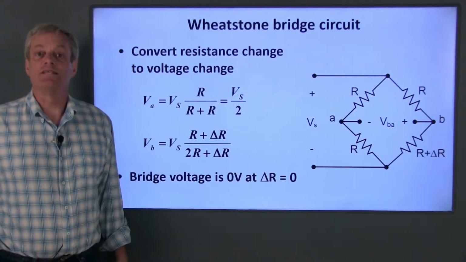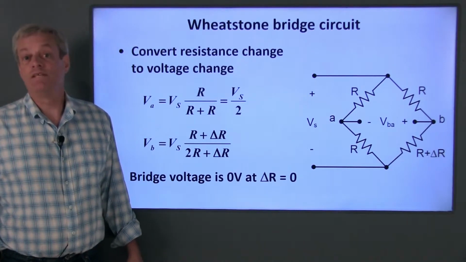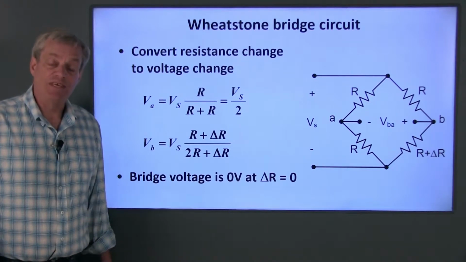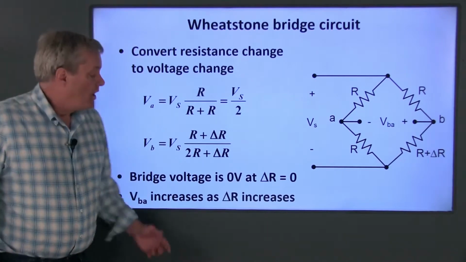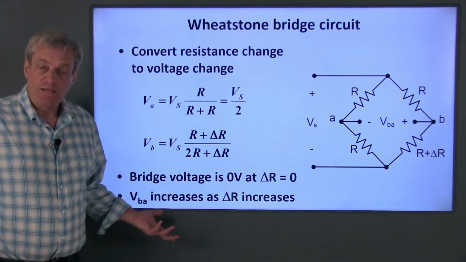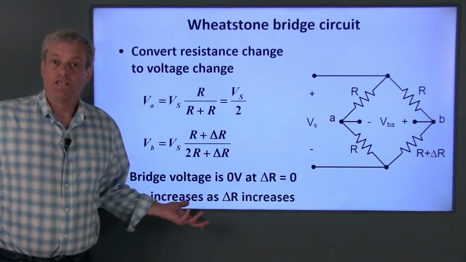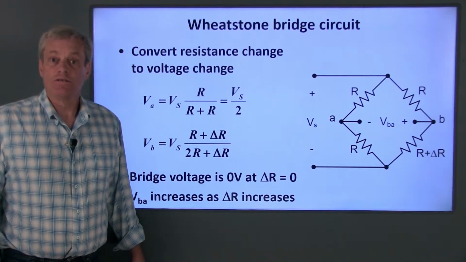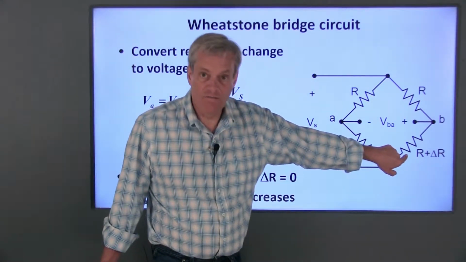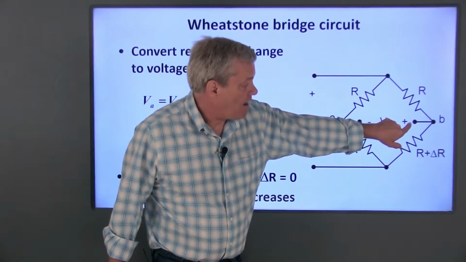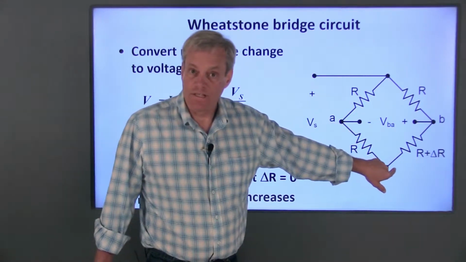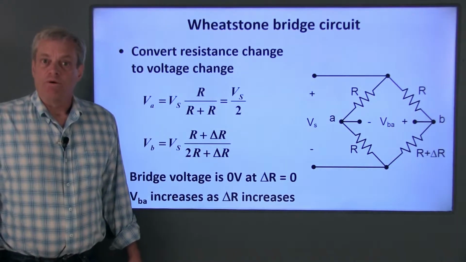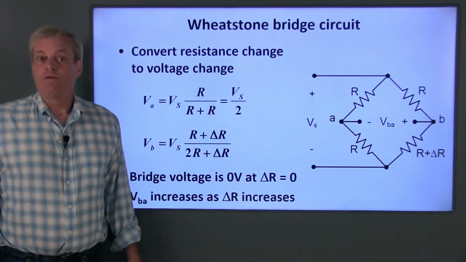From these relations, we can see that if delta R is 0, V sub A and V sub B are both V sub S over 2, and the voltage difference, V sub BA, is 0. Also, since V sub B increases as delta R increases, the voltage difference, V sub BA, increases as delta R increases. So if we put our sensor here as the variable resistance, we can get an output voltage that changes with the sensor's resistance.